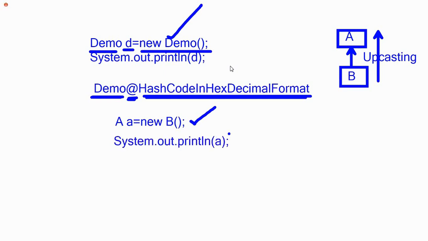Now, System.out.println(A). What output comes? B at hash code or A at hash code? Which one? B at hash code. This is the right side object, so B at hash code. Now it refers to the B class object. Like this only.